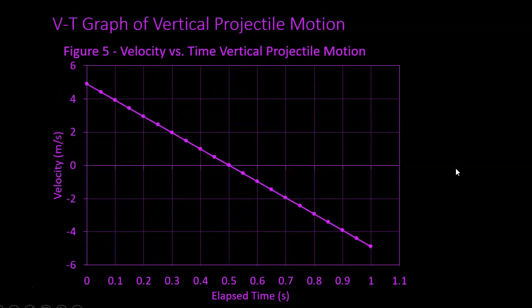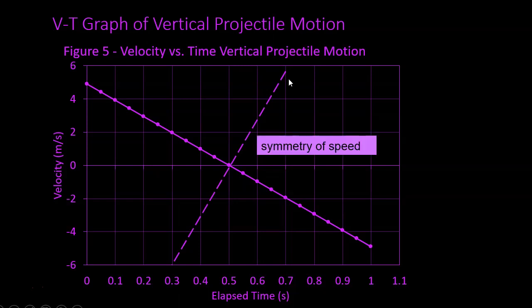Now let's take a look at the velocity time graph, and we can see here that we start with an initial velocity of just under 5 meters per second. We slow down, we reach 0 meters per second, change directions, and then speed up in the negative direction as the object is heading down. And we reach a final velocity when it hits the floor of 4.9 meters per second in the negative direction.